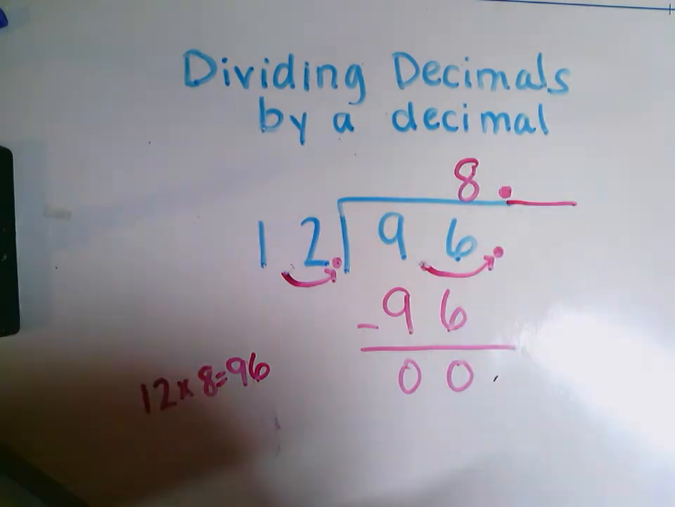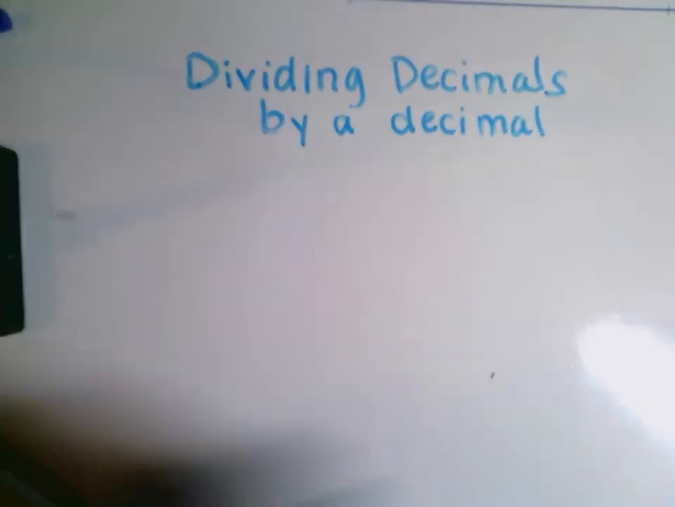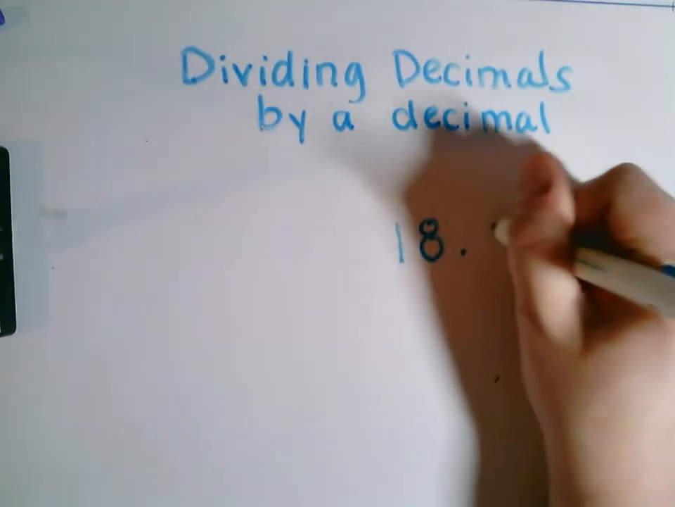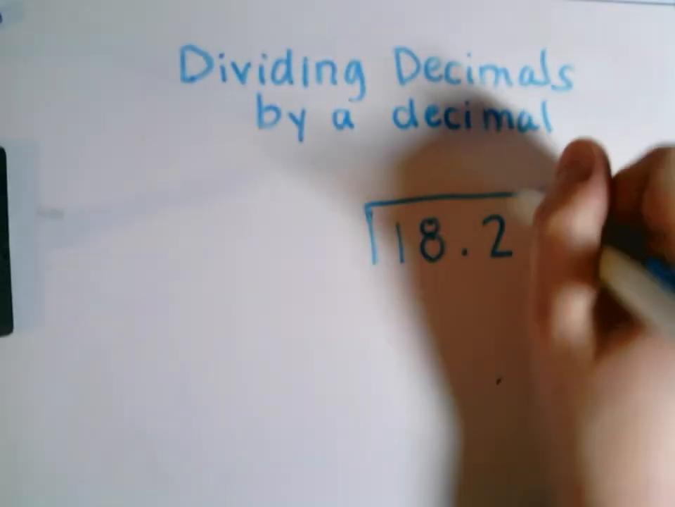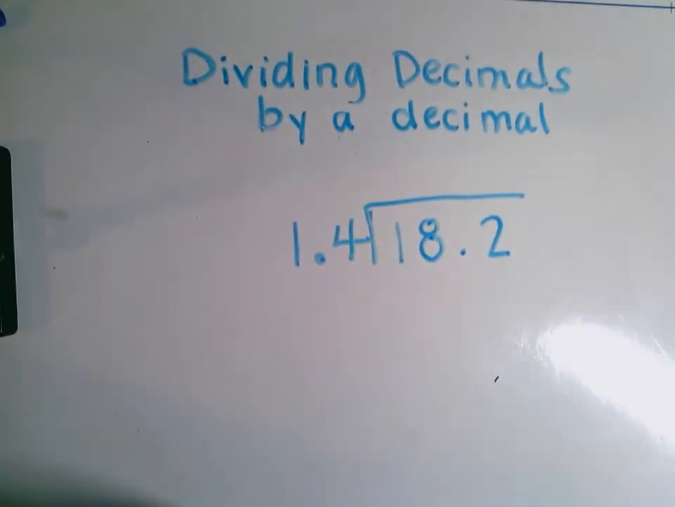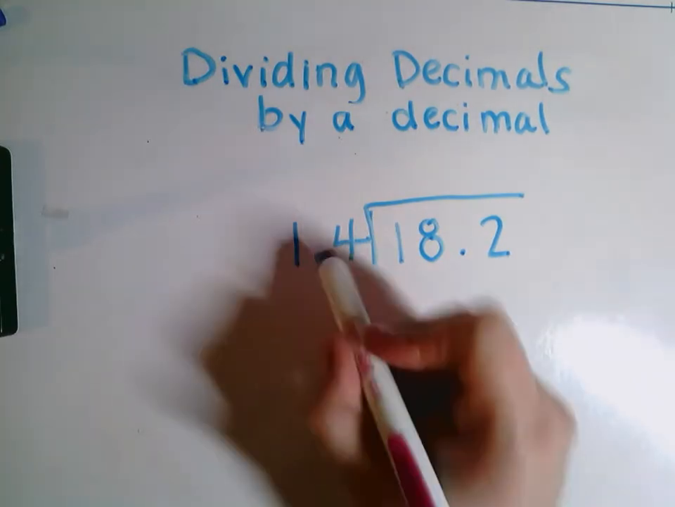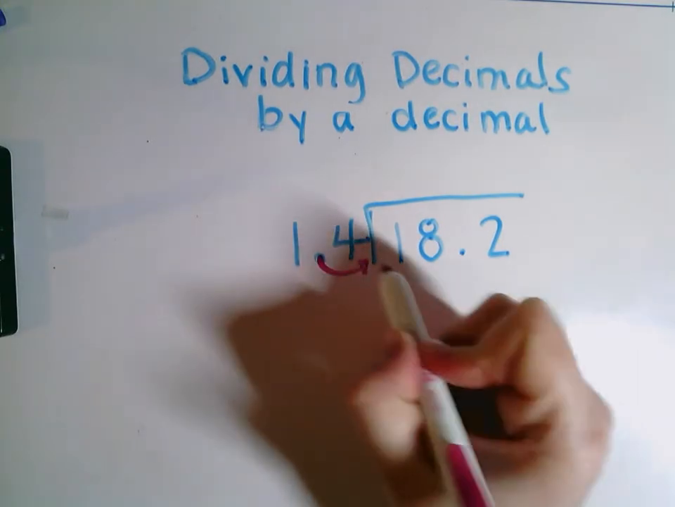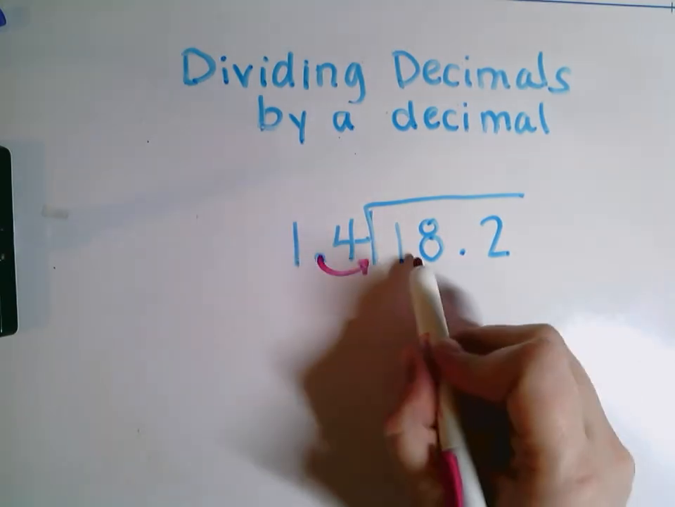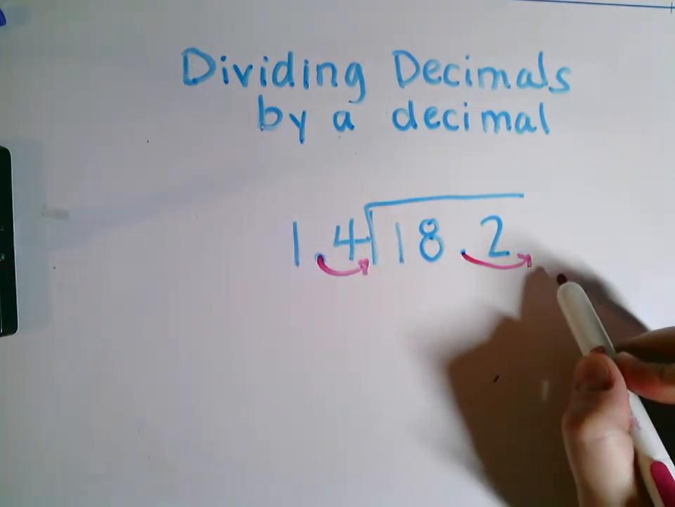Okay, let's try another example. Let's try 18 2/10 divided by 1 4/10. When I see that I have a decimal point in my divisor, the first thing I'm going to do is move it over. What I'm really doing in my head is multiplying both my divisor and my dividend by 10, because I'm moving it one place value. If I was moving it two place values, I would be multiplying by 100 in my head.